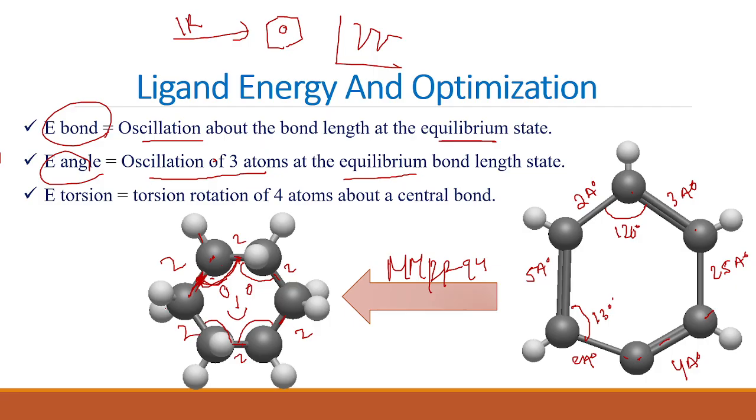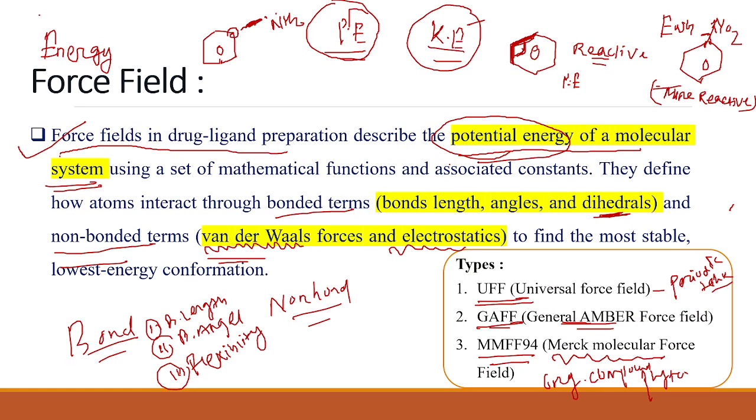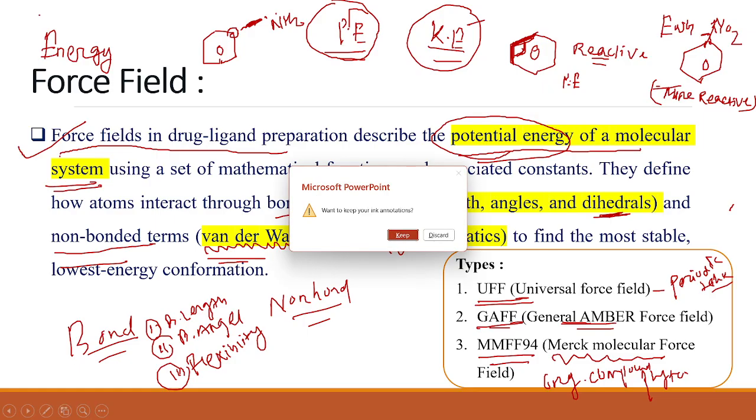And about torsion, at that time, how it is getting vibrated. Torsion, the rotation of the four atoms about a central atom, is called E torsion. I hope you guys understand all these things because it is very much necessary to understand the force field for the preparation of the ligand molecule. Okay, let me show you an example. Let's keep it here.